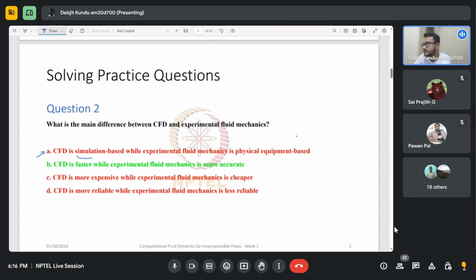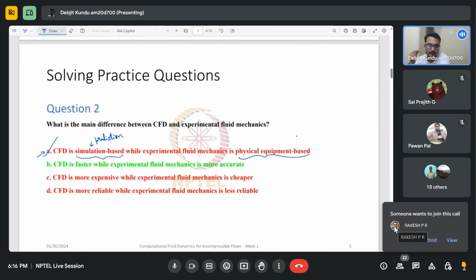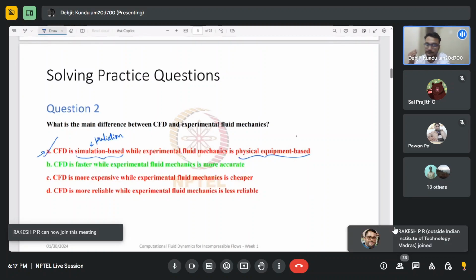So CFD being simulation, this word basically means prediction. So CFD is actually prediction based, whereas experimental fluid mechanics is physical equipment based. So we test reality in experiments, whereas CFD is just solving some equations and assuming that they should be correct. So actually option A is correct.